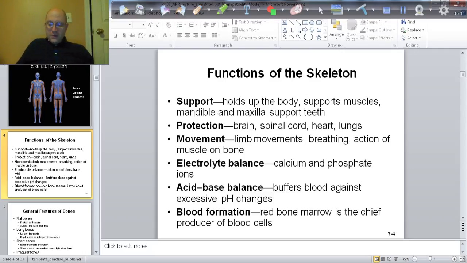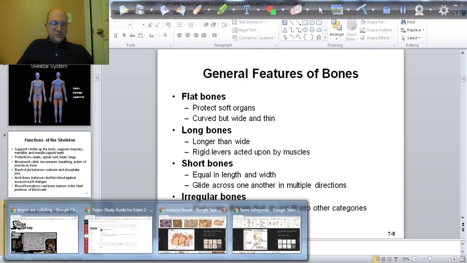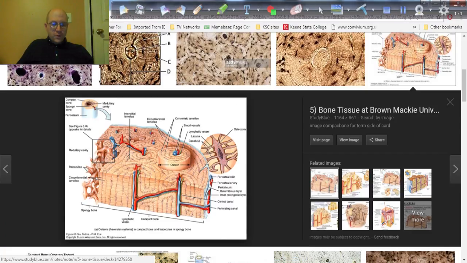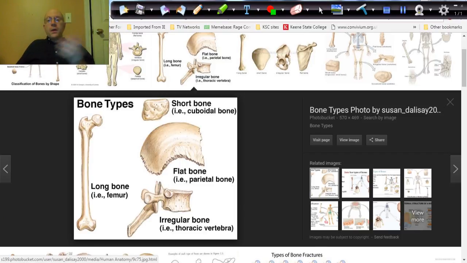Alright, and so now, as we go from here to the shapes of bones. Okay. All the bones that you've got can be put into four major categories.